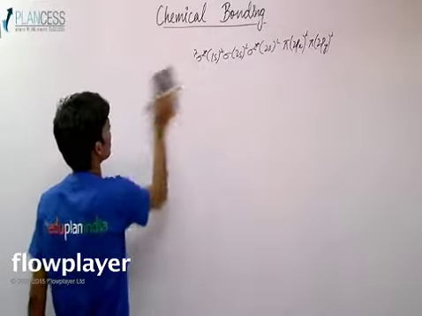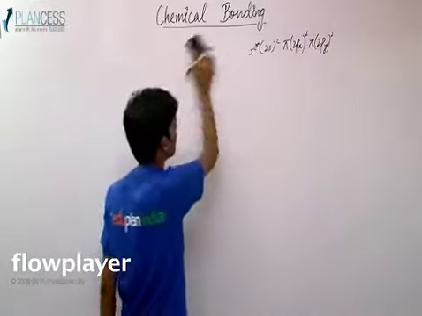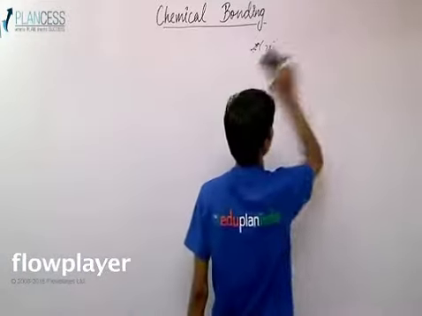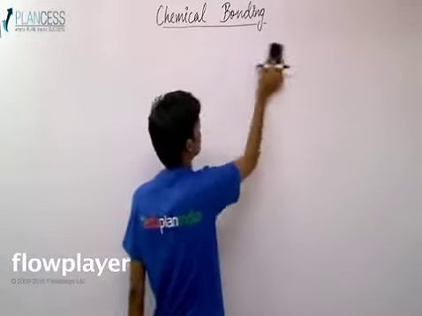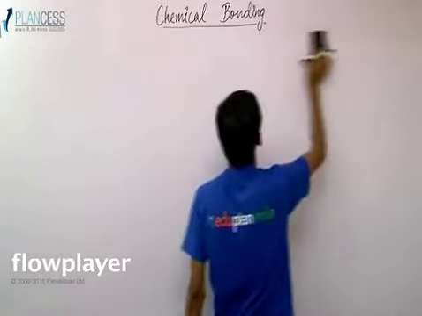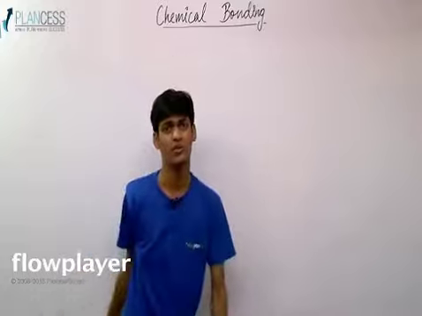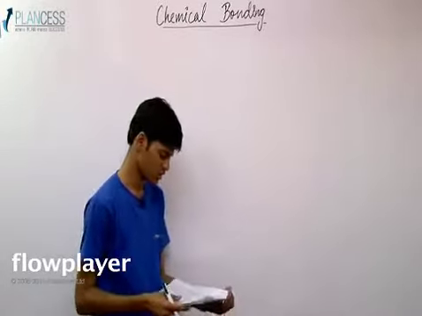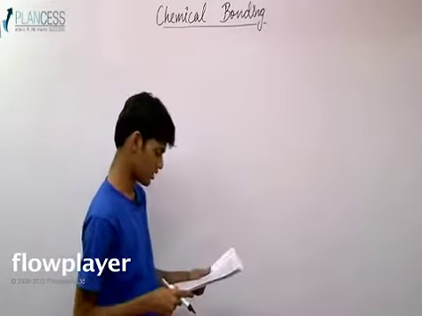Now I will talk about the dipole moment. So both VBT and MOT are clear. Questions on MOT just come on this electronic configuration. Questions like what is the nature, paramagnetic or diamagnetic, have come in JEE. MOT has not been asked in detail in JEE, so I am not stressing that part that much.